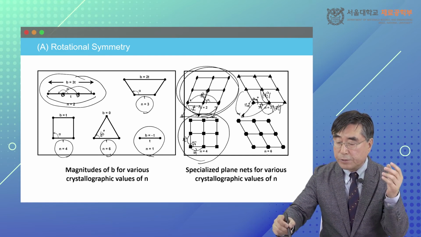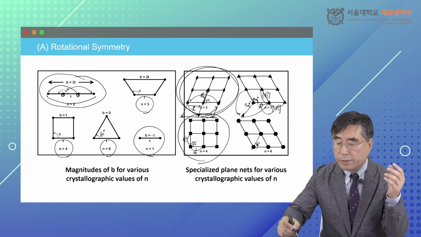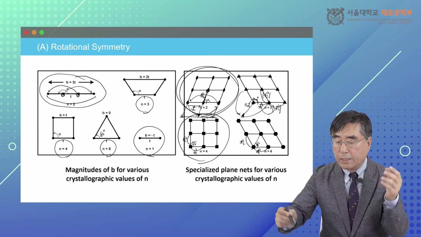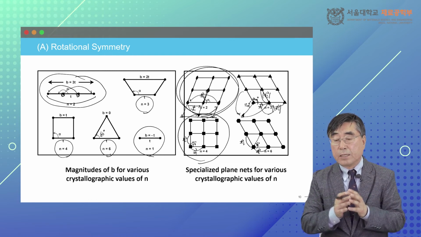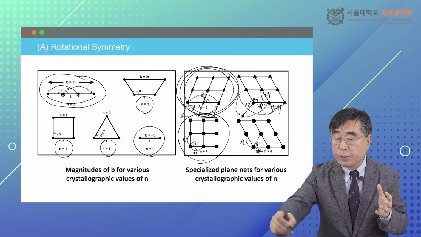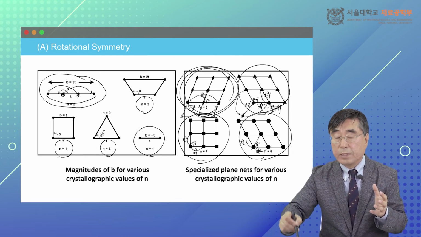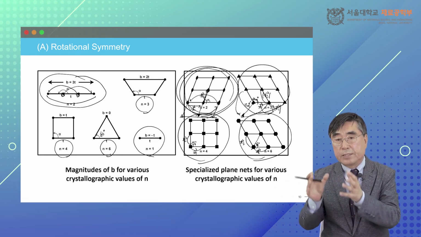Now, this is n equals 6, sixfold rotation. For each 60-degree rotation, there is a lattice point. Okay, so this is the T1 vector, and this is the T2 vector. The magnitude of the T1 vector and T2 vector is the same. Now, if you look at it, the plane net based on threefold and sixfold is basically the same. The plane net shape is the same.